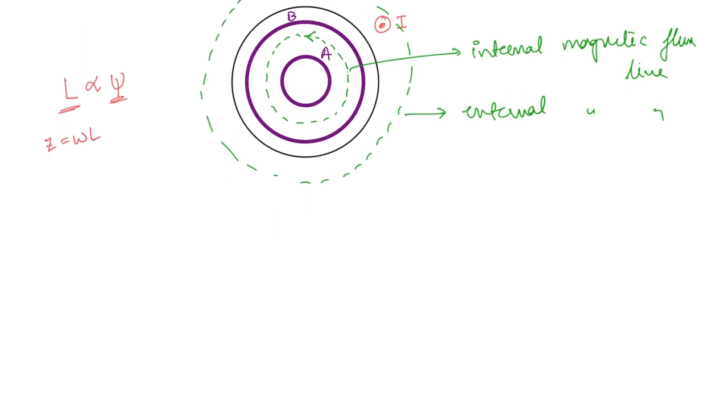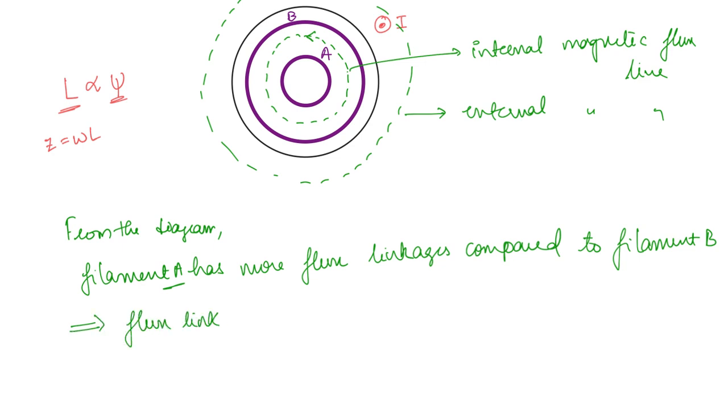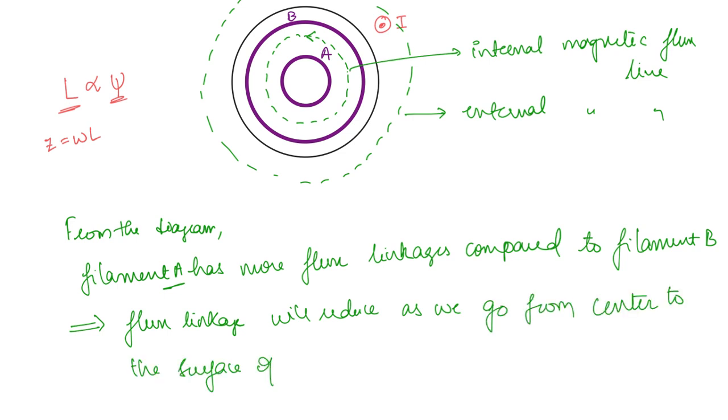So you can write these points down. From the diagram, we can see that filament A has more flux linkages compared to filament B. Thus, we can say that flux linkages will reduce as we go from center to the surface of the conductor.